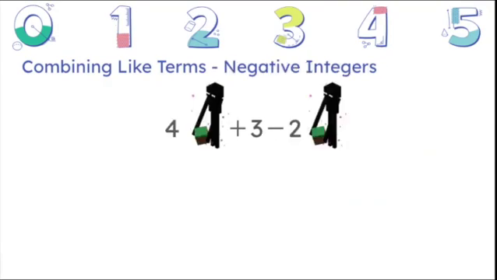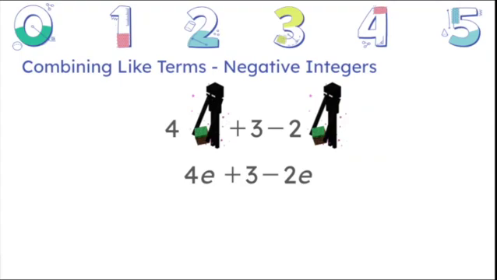So far, we've practiced combining like terms with only positive integers, but we can also combine like terms with a mix of positive and negative integers. Let's use this example. Here we have 4 Endermen plus 3 minus 2 Endermen. I guess 2 of them just teleported away or something. So that's good news. The fewer Endermen, the better, in my opinion. Now, let's write the equation out using the variable e to represent the Endermen. That gives us 4e plus 3 minus 2e.